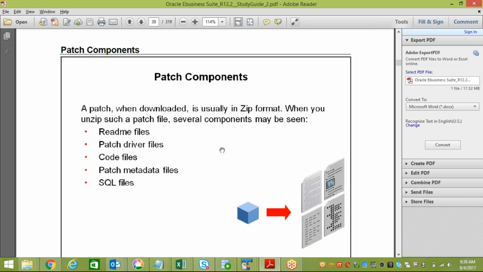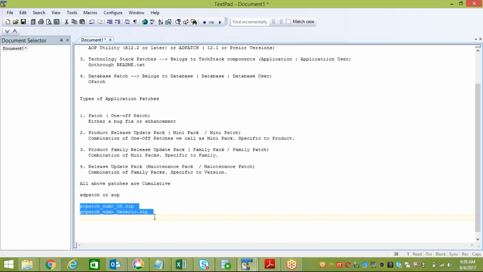Now patch components. As I said, whenever you download a patch, you get it in zip format. The zip file naming convention is p followed by the patch number, underscore, operating system, dot zip. For example, p followed by 1234 underscore generic dot zip, or underscore linux dot zip, or underscore sunOS dot zip. If you get generic dot zip, you don't need to worry; any operating system should be fine, you can upload it and apply. If you see linux.zip, that patch should be applied on a Linux environment only. Even if you try to apply it in other environments, it will throw an error.